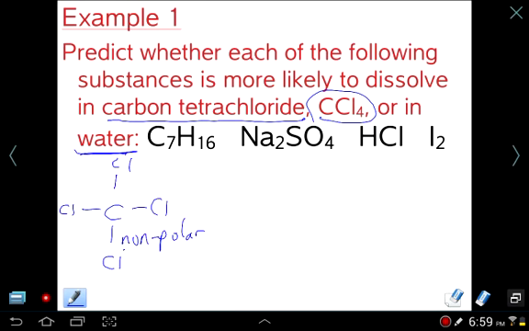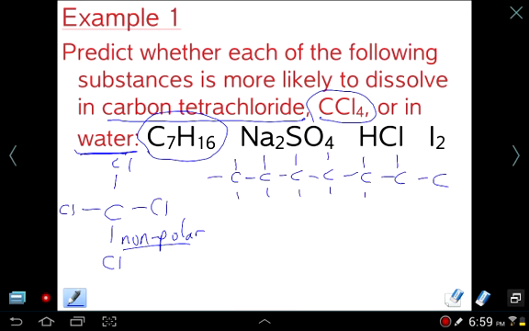Water, famously, is polar. So what we've got here, why don't we begin with C7H16. Now this is something called heptane, and this has 7 carbons, essentially aligned in a row with a bunch of hydrogens around it. And if you count the number of lines here, you'll find it is 16 lines. So because this is also nonpolar, it will dissolve very well in carbon tetrachloride. So this guy will be then very soluble in carbon tetrachloride.